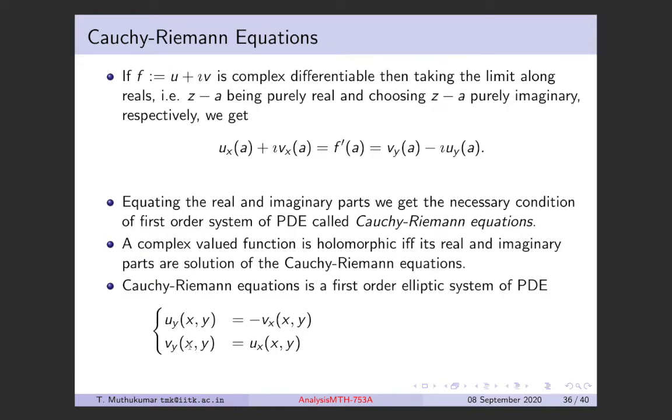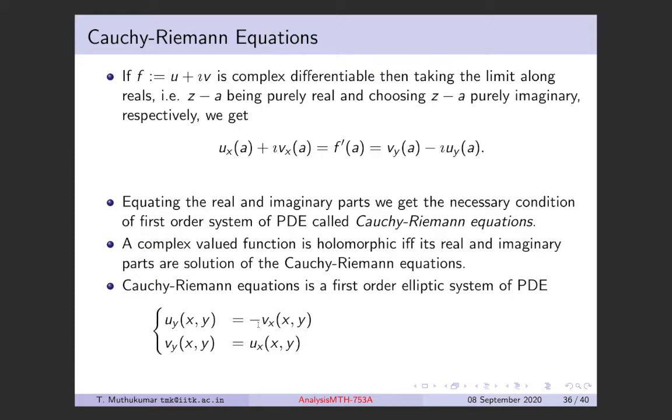So this is a first order system of PDE. In fact, you can show that this is actually an elliptic system of PDE. There is a notion of classification for systems of PDEs, the way you have for second order PDE classifications as elliptic, parabolic, hyperbolic, and so on. You have a similar classification depending on the eigenvalues found from the coefficients. So this is the elliptic first order system of PDE.